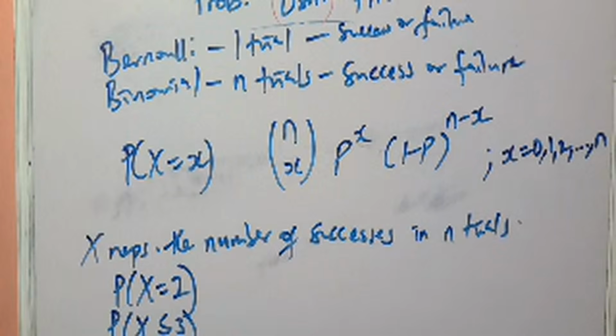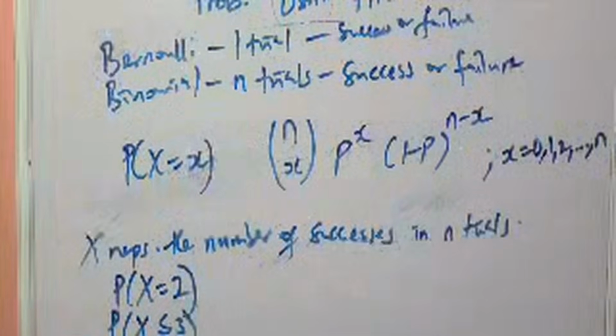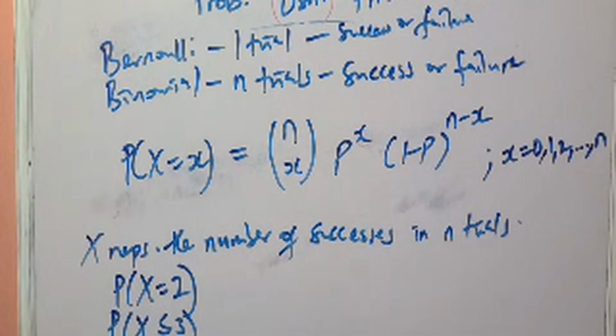All right. So this is the PMF for a binomial distribution. Very simple. It's very similar to that of Bernoulli.